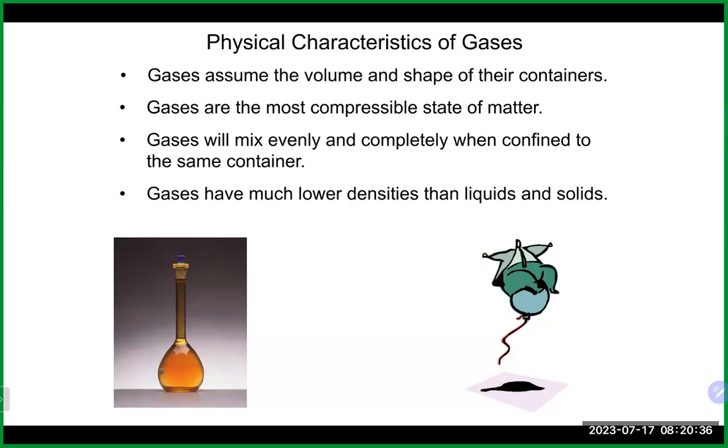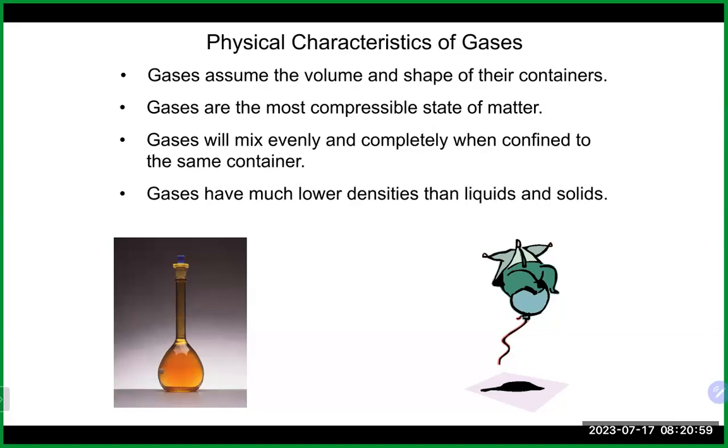Gases do mix evenly and completely when they're in the same container, and we'll talk about that a little later in this chapter as well. Something else that makes an ideal gas is the idea that you could have multiple gases together in the same container, and there's very little interaction between those gases in an ideal situation. Gases have a much lower density than liquids and solids.